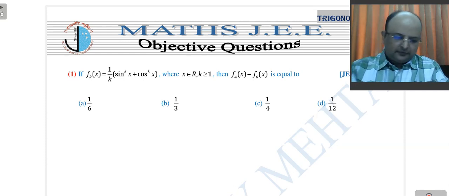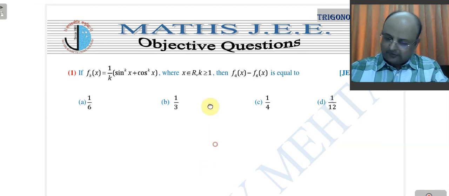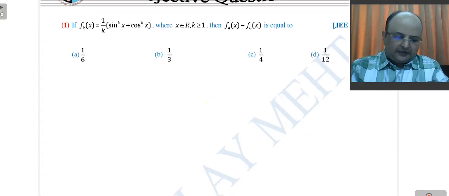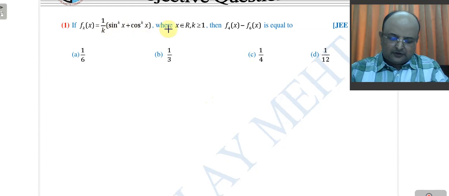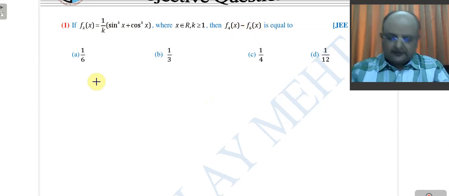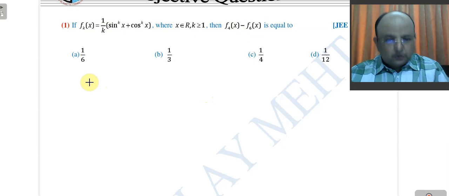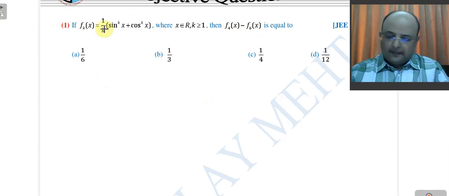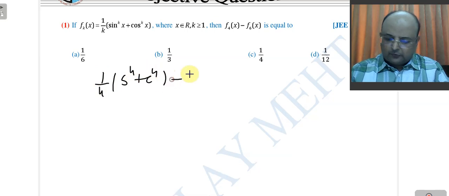Fine, done. Let's start with the things. Not wasting much time. fkx is this f. Okay, I observe the nature of fkx. I want to find out f4x minus f6x. I need not write f4x, f6x. I just write down, not equal to even. f4x means 1 upon 4 s raised to 4 plus c raised to 4, minus f6 means 1 upon 6 s raised to 6 plus c raised to 6.